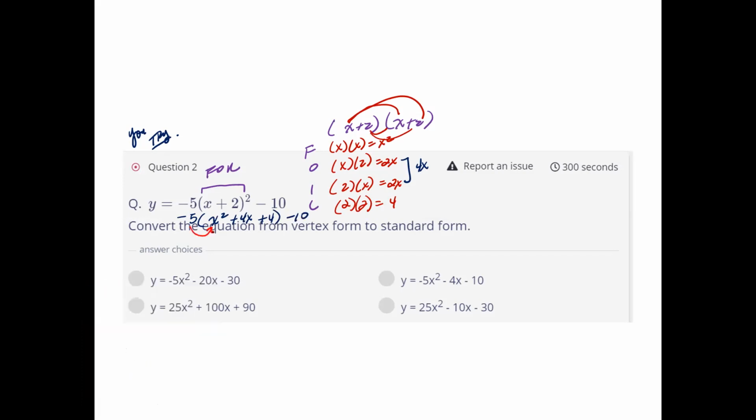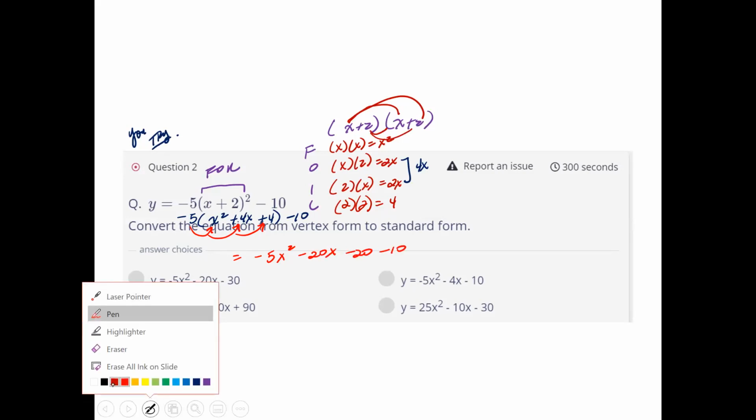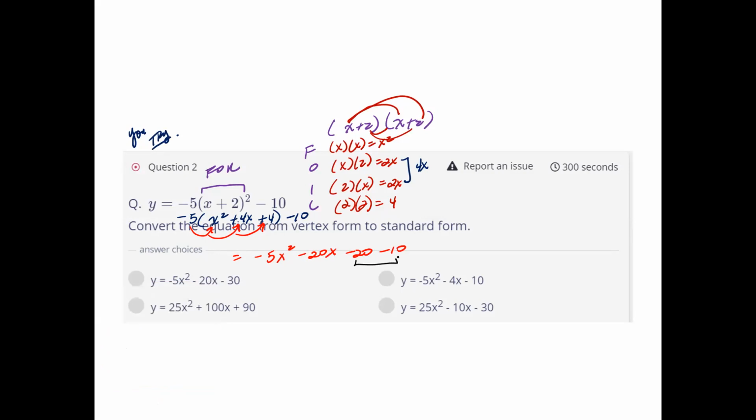Then I'm going to take the negative 5 and distribute it into the parentheses. So I have a negative 5x squared minus 20x minus 20 minus 10. Combine the negative 20 and the negative 10 together, and you get a negative 5x squared minus 20x minus 30. So then which answer would that be? It will be A right there.